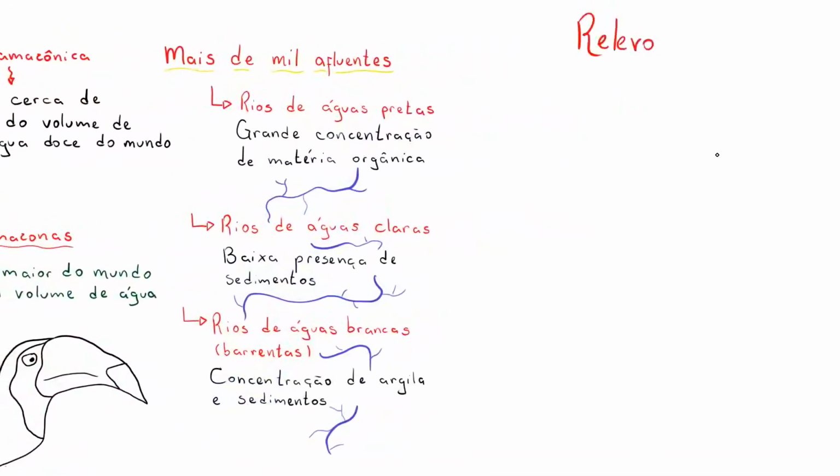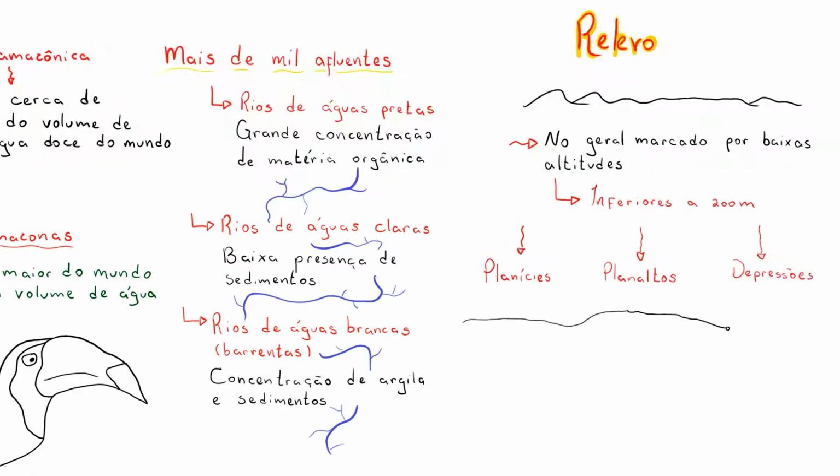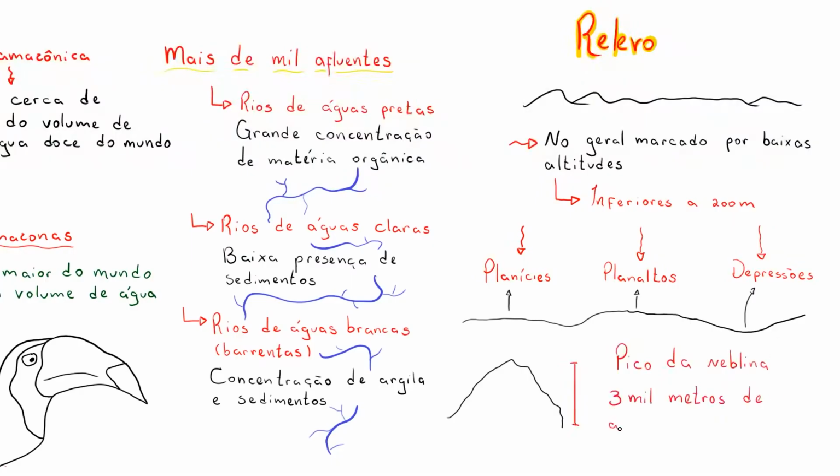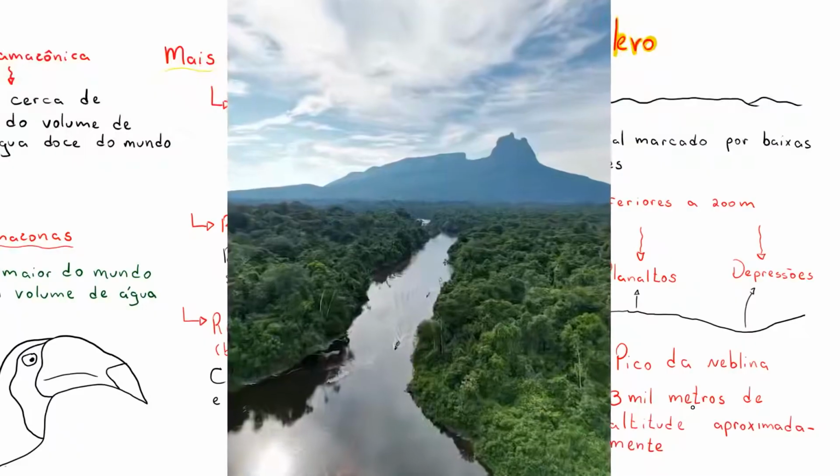Now let's talk about the relief of the Amazon. In general, the terrain in the Amazon region is not very high, almost always staying below 200 meters, with different landforms such as plateaus, plains, and depressions. However, even though it's generally low, the Amazon region has the highest peak in Brazil, which is the famous Pico da Neblina, located in the north of Amazonas, with an altitude of approximately 3,014 meters.